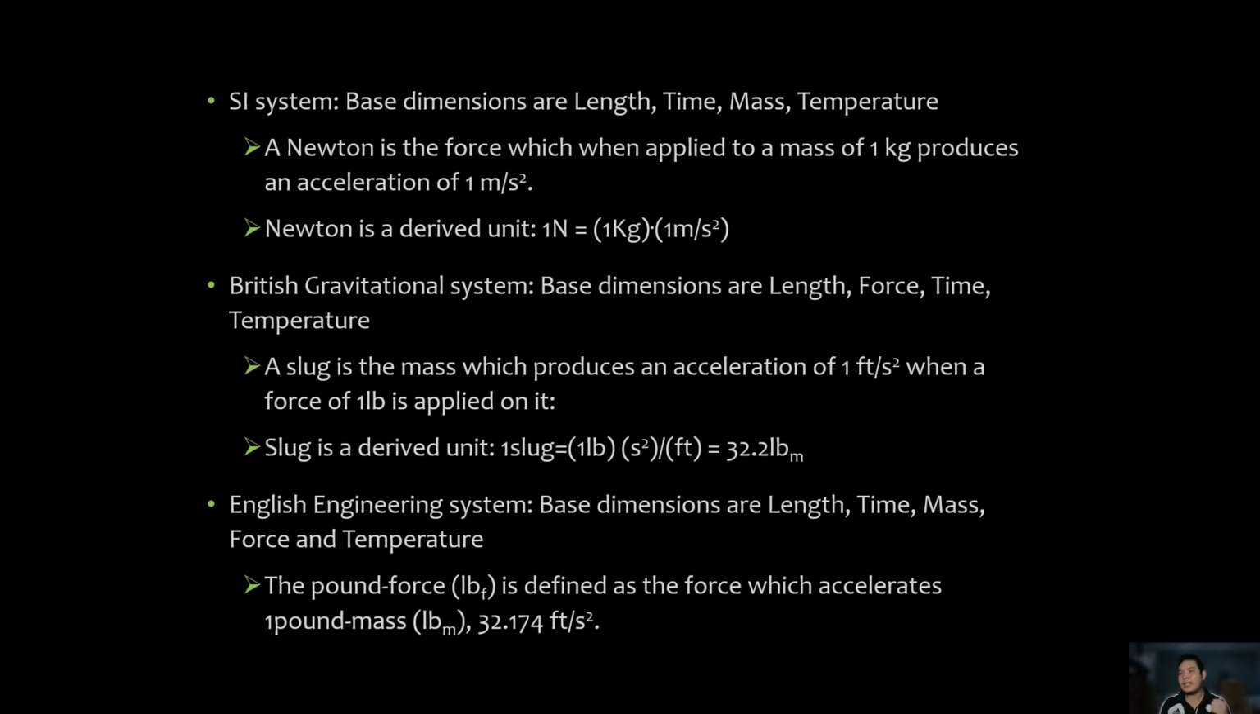Alright, so the English engineering system is based on the same dimensions as above: length, time, mass, force, and temperature. 1 pound force is defined as the force which accelerates 1 pound mass at 32.174 feet per second squared. That is the gravitational acceleration in the English engineering system. But usually we round this up to 32.2, which is the most commonly used value for the acceleration in the English engineering system. Alright, so let's proceed.